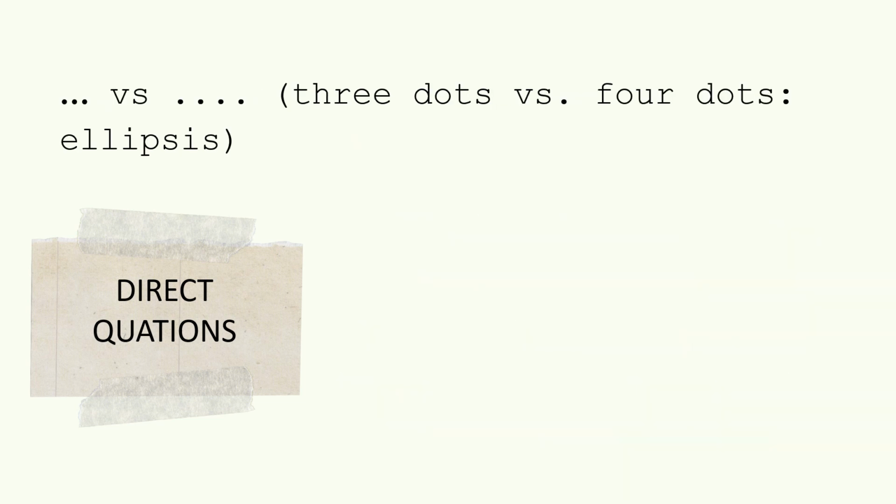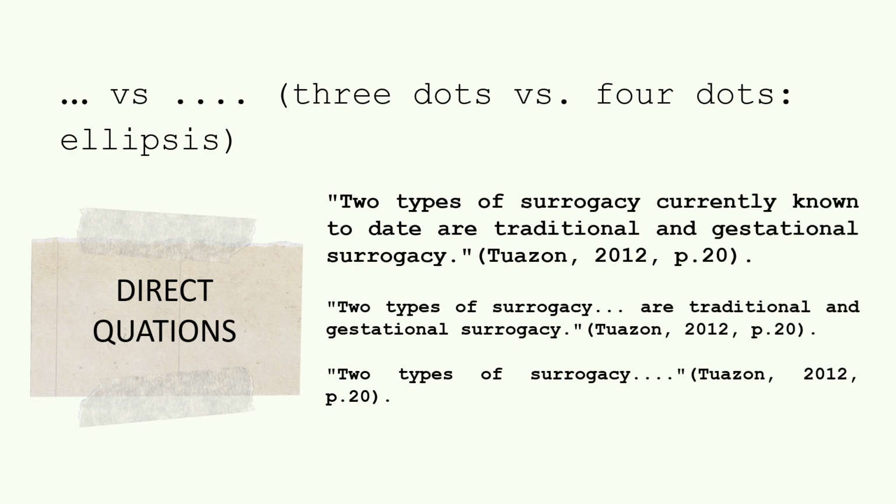Another way of direct quotation is using 3 dots versus 4 dots, or what we call ellipsis. So ellipsis is like eliminating some terms in the statements. Okay, for example, we have this one: 2 types of surrogacy currently known to date are traditional and gestational surrogacy. So in direct quotation, we again use the direct words of our sources, but when you are using 3 dots, the 2 types of surrogacy, then dot dot dot, you remove the other not so important terms like currently known to date and go directly to traditional and gestational surrogacy.